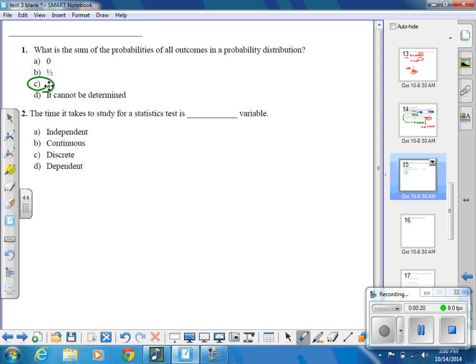The next question says, the time it takes to study for a stats test is what kind of variable? Well, if you remember, if you're studying, you can look at the hours, the minutes, and the seconds here that you've done this. And so if you remember, stuff with really tiny increments in between it was considered a continuous time measurement. Okay? Alright.